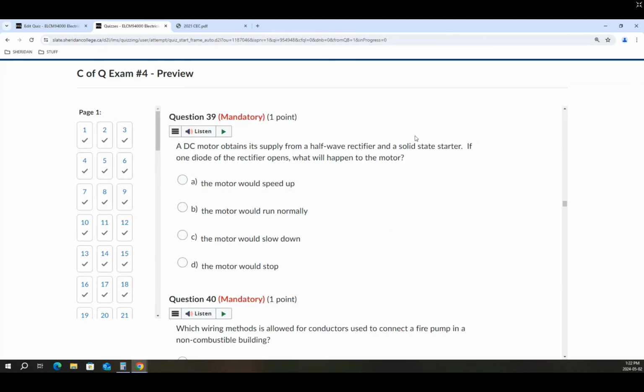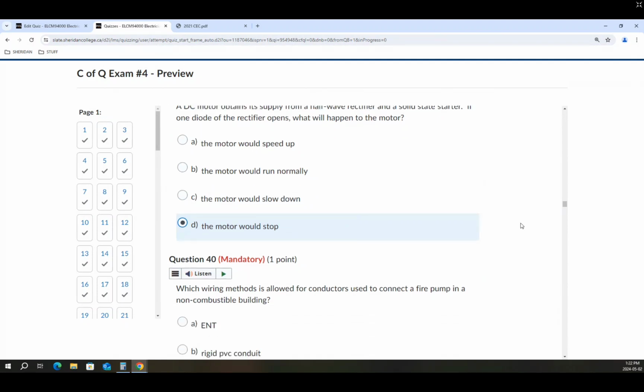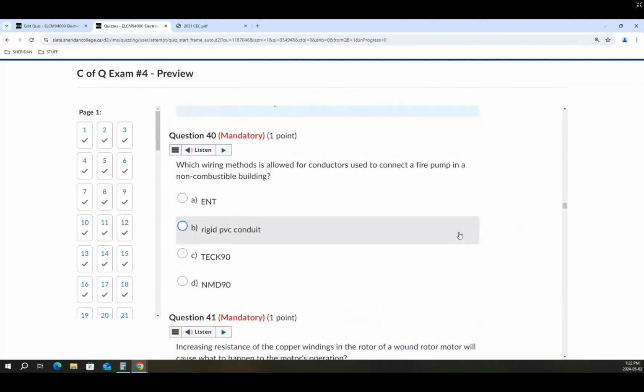39. A DC motor obtained its supply from a half-wave rectifier and a solid-state starter. If one diode of the rectifier opens, what would happen? The motor would stop. A half-wave rectifier will only have one diode, and if the diode opens, then we don't have a circuit, so the motor would stop.